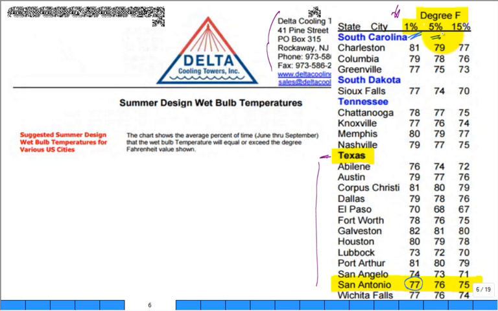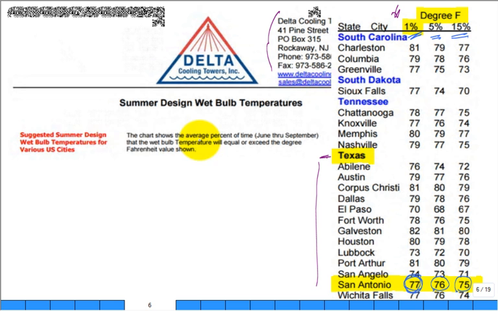5% of the year, it's worse than 76. And 15% of the year, it's worse than 75. Well, basically, as a design engineer, you don't want the system to work on the 1% of the worst days, right? It's really on an hourly basis. So you have an average hourly basis. I think it's right here.